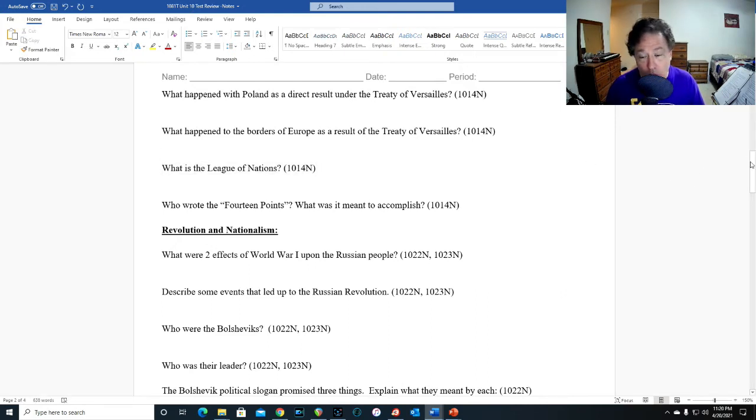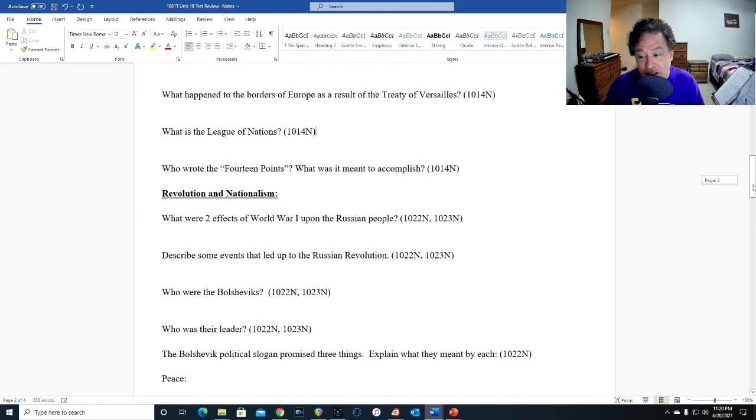So what is the League of Nations? What was the League of Nations? The League of Nations was a multi-member representative body of nations which was formed to settle disputes between countries to keep them from going to war. As a way to avoid war, they could take their disputes to the League of Nations and have their disputes settled there.